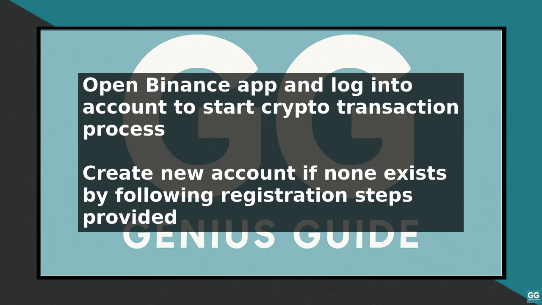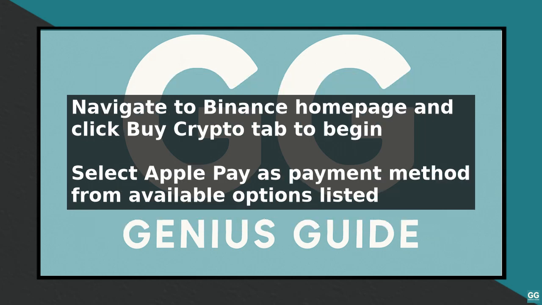From the list of available payment methods, select Apple Pay. You will then be directed to a page where you can select the cryptocurrency you want to buy and the amount you wish to spend. Choose your preferred cryptocurrency and enter the amount you want to purchase. The system will automatically calculate the amount of crypto you will receive based on the current market price.